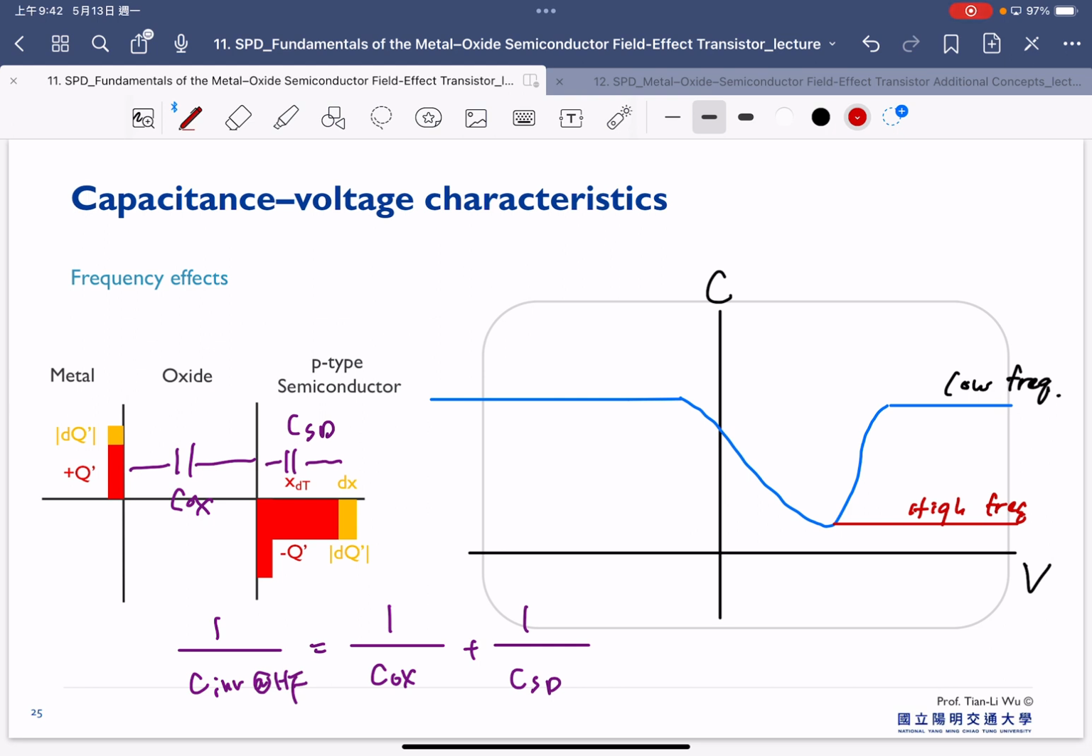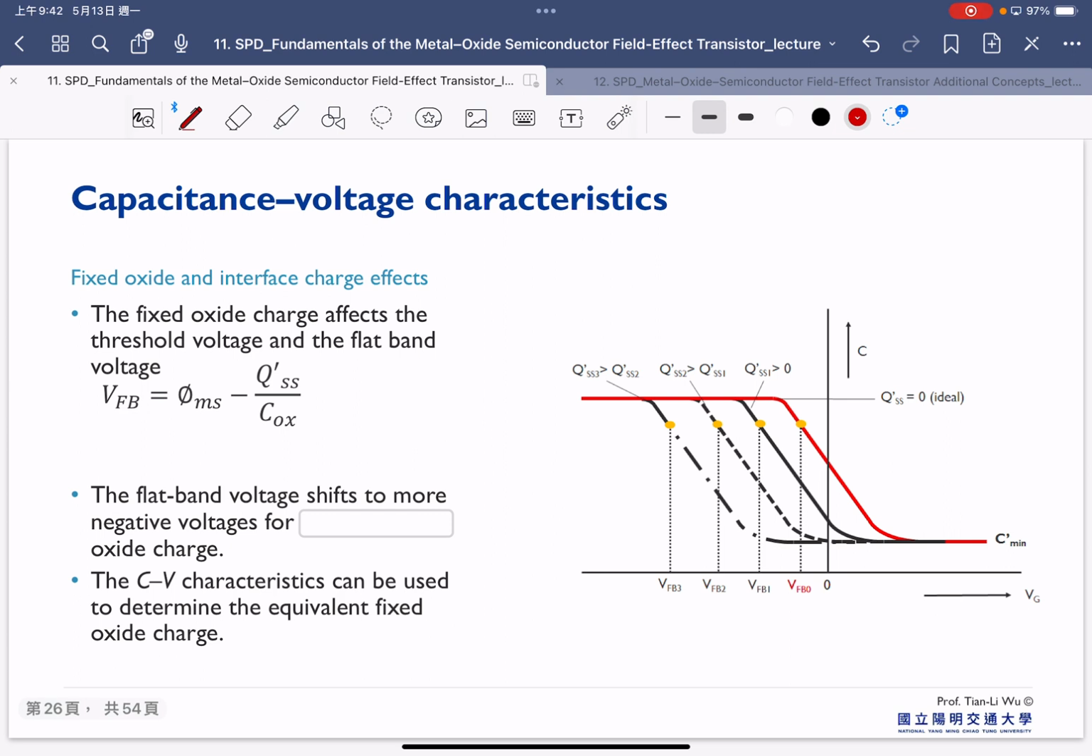But I believe that once you understand the reason behind the accumulation, depletion, and inversion, it should be no problem for you to understand the frequency effect, because it's similar to the depletion case. And there are some additional issues when we talk about CV, and one of them is related to the fixed oxide interface charge effect. So we also need to understand the fixed oxide interface charge.